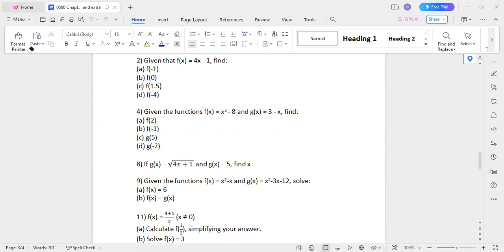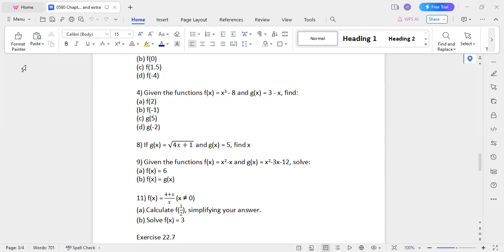Let's give a little challenge to Xiaoming right here. If g(x) is equal to the square root of 4x plus 1 and is equal to 5, what's x? Try constructing an equation first.